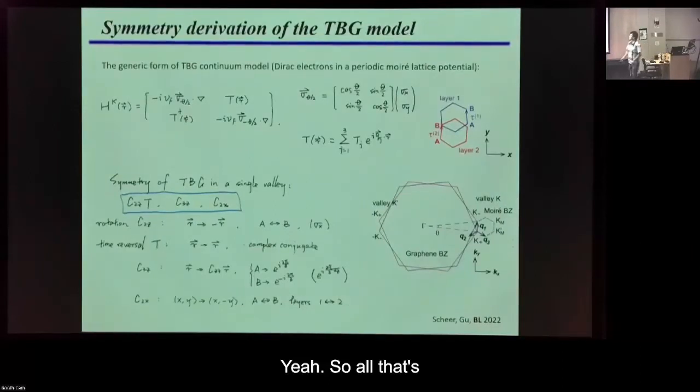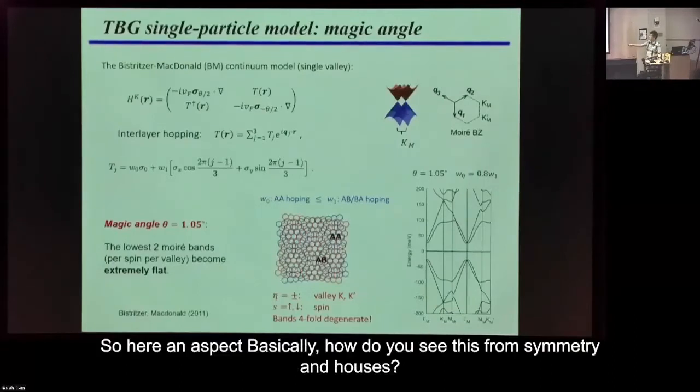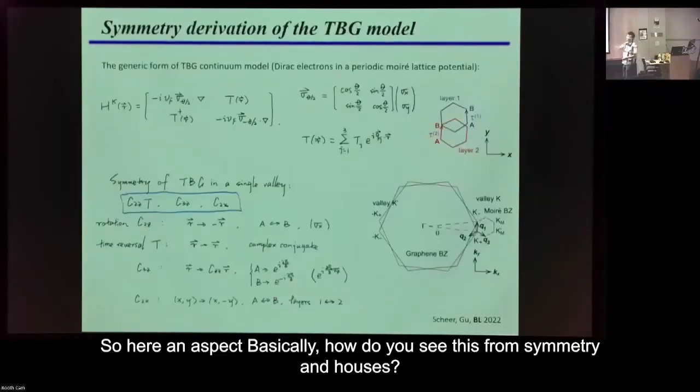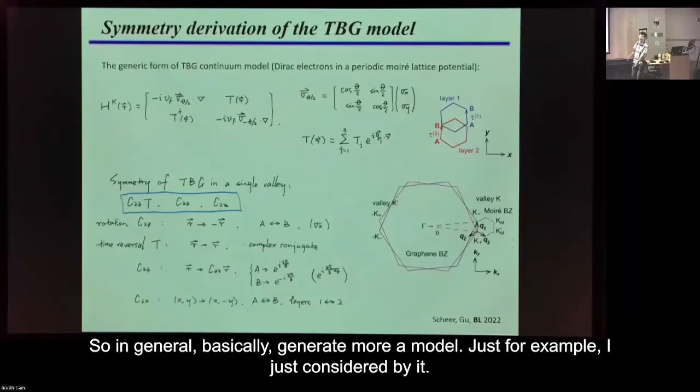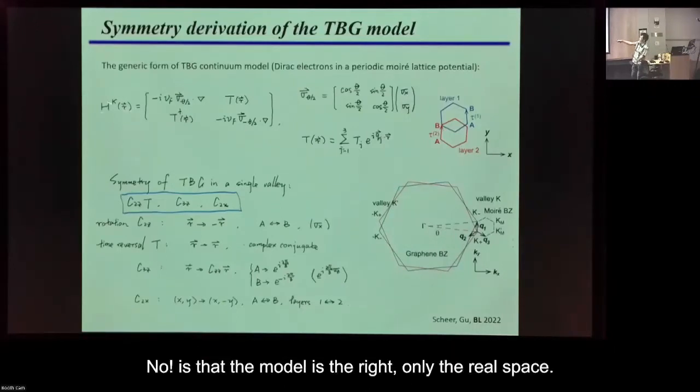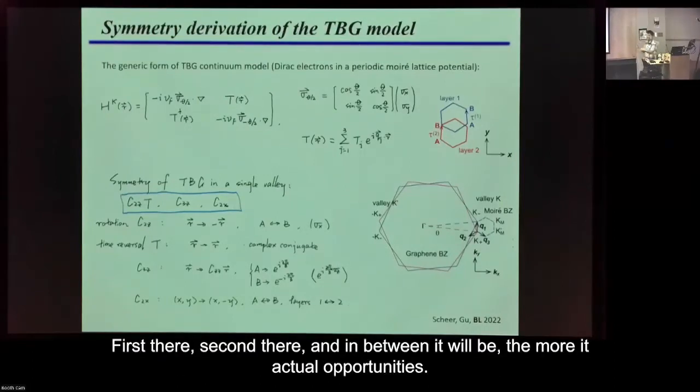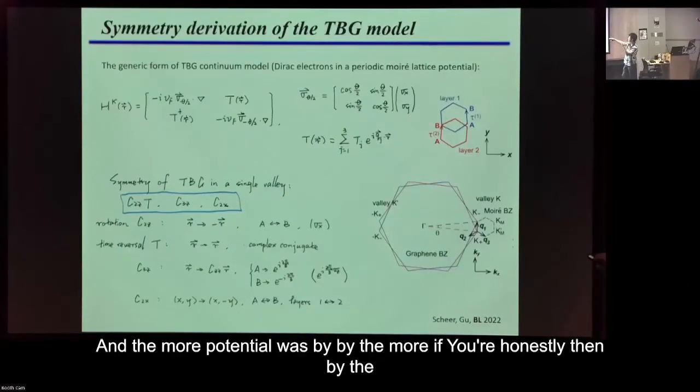I want to provide a different aspect. Basically, how do you see this T matrix take this form from symmetry analysis? And actually, the symmetry analysis is pretty generic, which you can apply to any other moiré models. So in general, a generic moiré model, for example, I just consider a bilayer, would be an effective model. If you write down the effective model in real space, it will be the kinetic energy of the first layer here, and the energy of the second layer, and in between there will be the moiré potential between these two layers. And the moiré potential, by the moiré periodicity, has to have moiré components, basically given by the proper moiré components you could have. Basically, these different terms differ by the moiré reciprocal lattice vector.